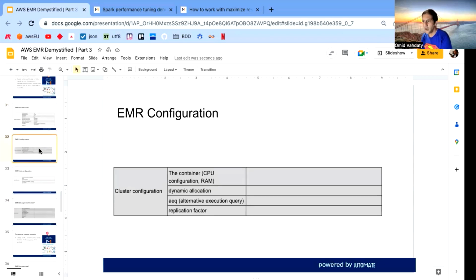Okay, let's talk about the EMR configuration. What would be the CPU configuration and RAM you would put as a default for your job?